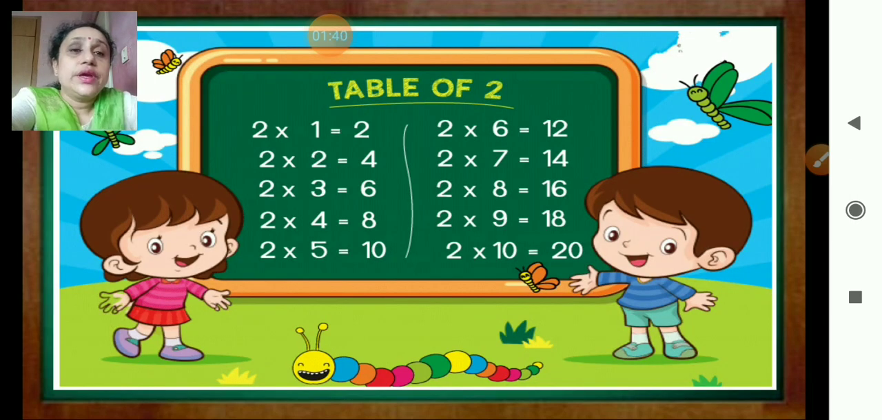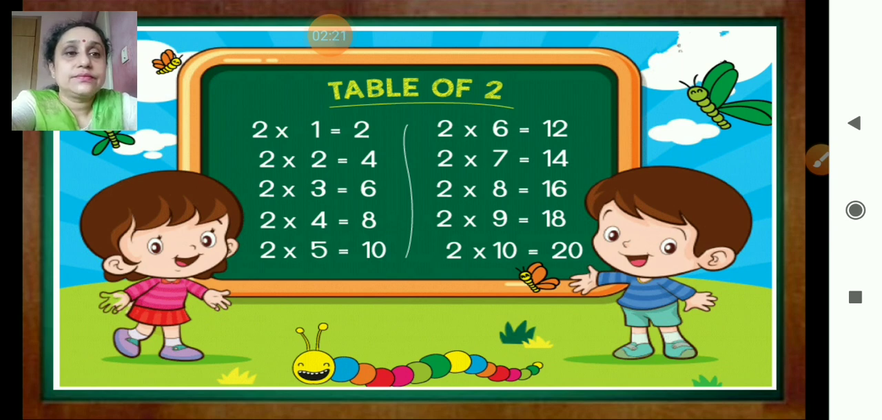Now see children, read with me, read loudly. First we will do the revision of tables. You also know, na? Very good. Now repeat after me. Table of 2. 2 ones are 2. 2 twos are 4. 2 threes are 6. 2 fours are 8. 2 fives are 10. 2 sixes are 12. 2 sevens are 14. 2 eights are 16. 2 nines are 18. 2 tens are 20.